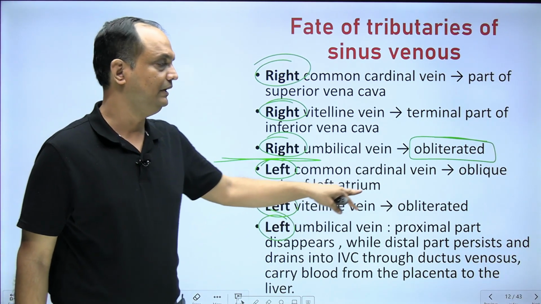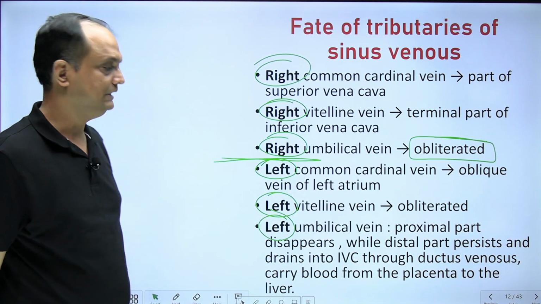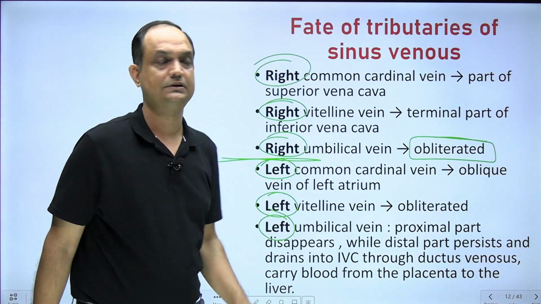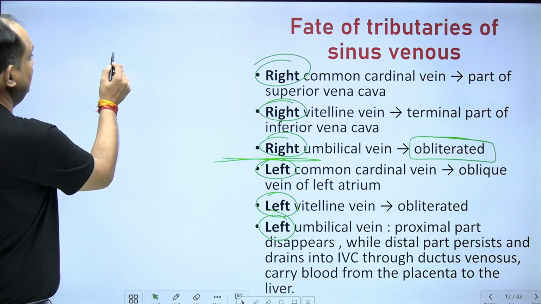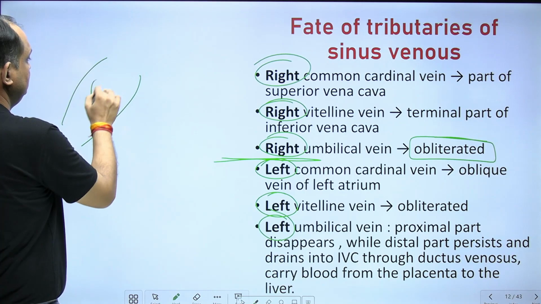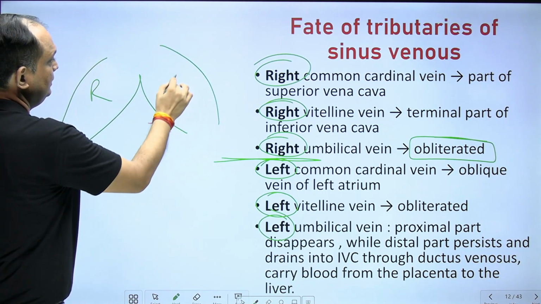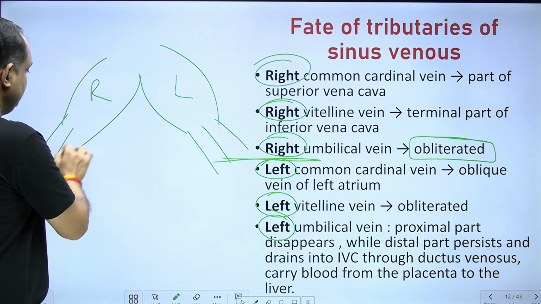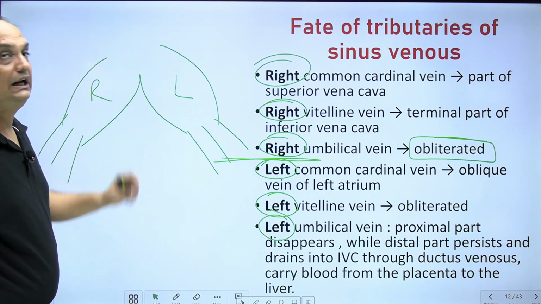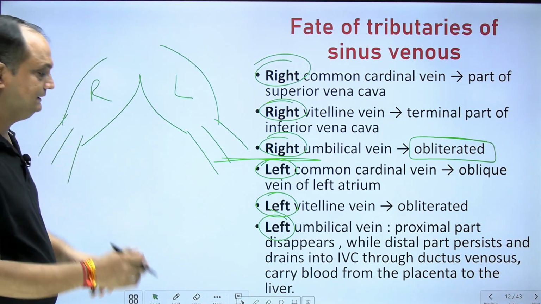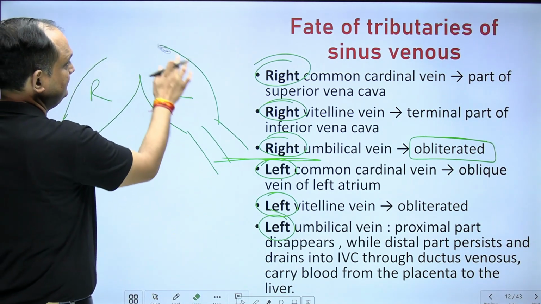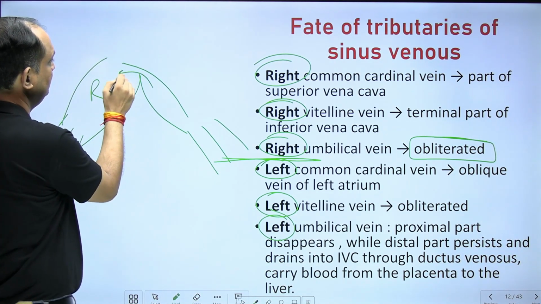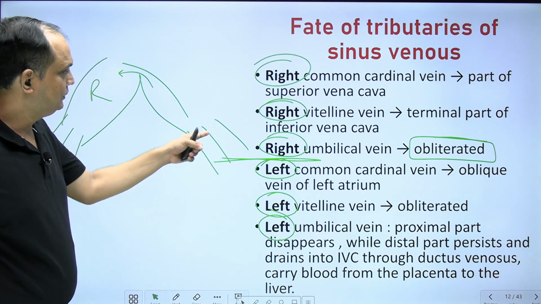The left vitelline vein again obliterates, and when you see the left umbilical vein, the proximal part obliterates and the distal part persists. So now here, this is your right horn, this is your left horn. Left horn is having the 3 veins, right horn is having the 3 veins. Now what is the future of the left horn? Left horn itself decreases in size, and once it decreases in size, it becomes the tributary of your right horn. Clear?